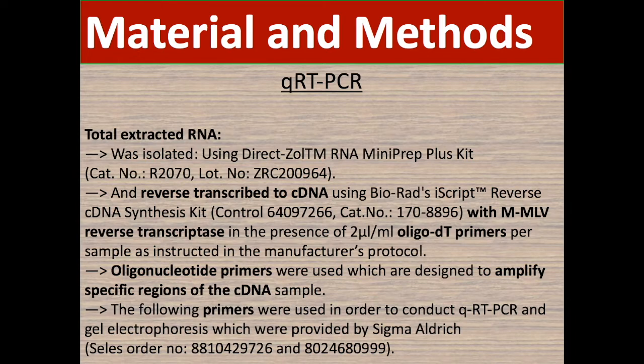QRT-PCR. Total extracted RNA was isolated using the Direct-zol RNA MiniPrep Plus kit, and reverse transcribed to cDNA using Bio-Rad's iScript reverse cDNA synthesis kit with MMLV reverse transcriptase in the presence of 2 µL oligo-dT primers per sample as instructed in the manufacturer's protocol. Oligonucleotide primers were used, which are designed to amplify specific regions of the cDNA sample. The following primers were used in order to conduct QRT-PCR and gel electrophoresis, which were provided by Sigma-Aldrich.